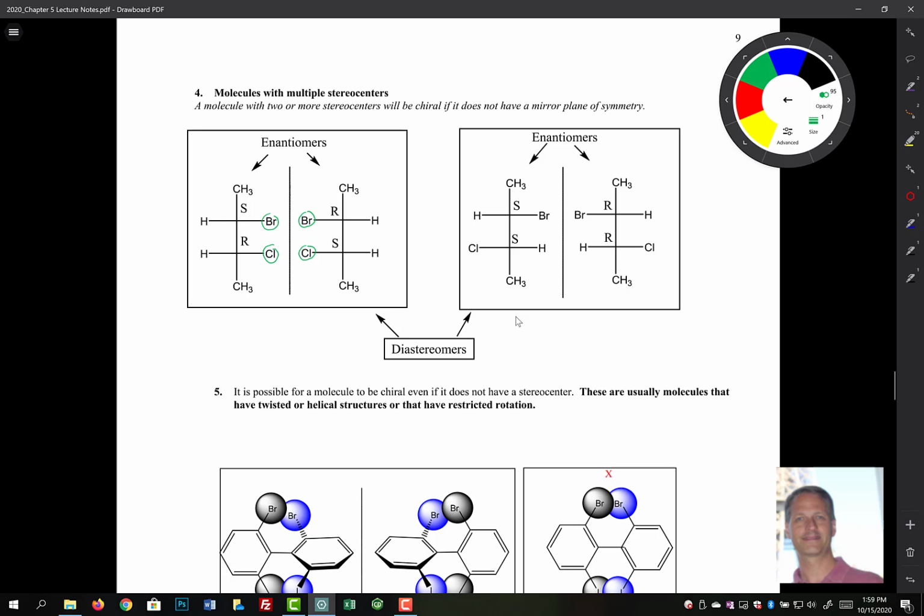So this molecule, you can't do that 180 degrees flip, otherwise your bromo and the chloro switch their positions so they don't lie on top of each other. So these are enantiomers of each other, right?